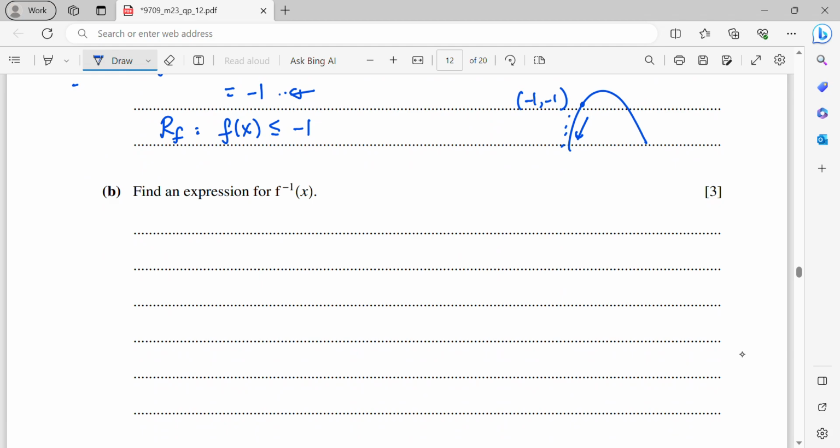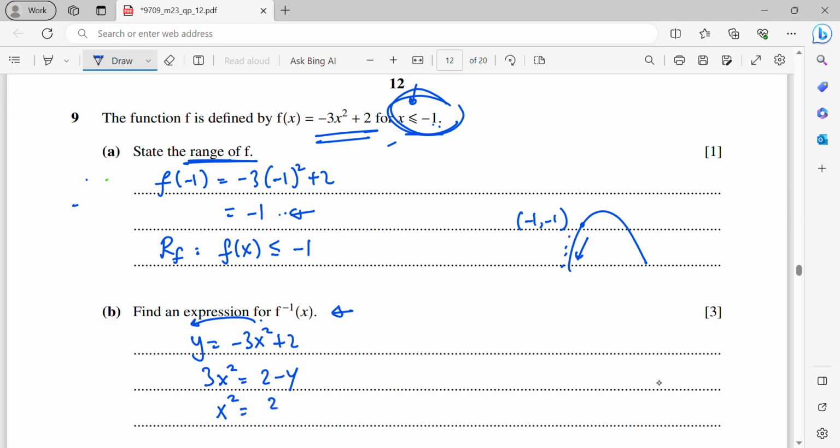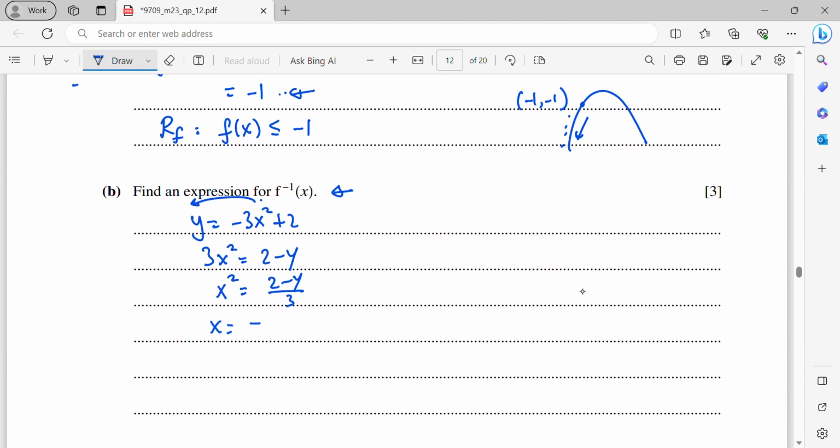Now, find an expression for f inverse. So whenever you get the f inverse, you have to let the function be y first. Then we will get the x as a subject. So y equals the function itself, -3x² plus 2. Then now I need to get the x as a subject. So I will move this -3x² to the left-hand side in order to get positive. So 3x² equals, the y will be moved to the right side, so 2 minus y. Then now x², move down the 3. So I will get 2 minus y divided by 3. And hence, my x is going to be plus minus square root of the function.